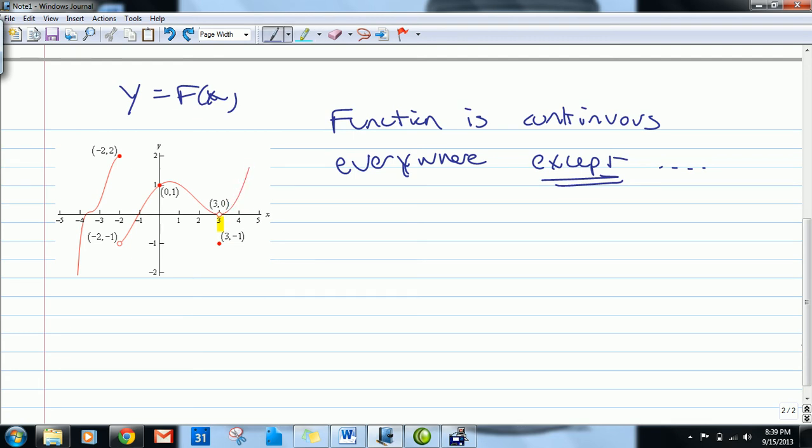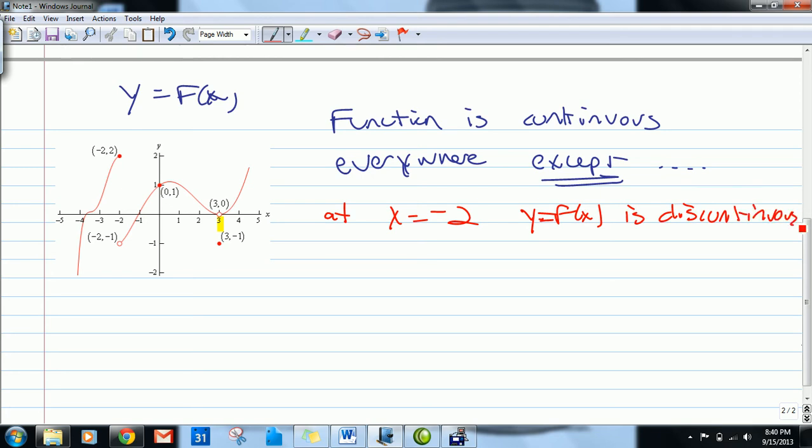So here's what's going on. Let's examine when x equals negative 2, because that is indeed a point of discontinuity. So at x equals negative 2, the function y equals f of x is discontinuous.